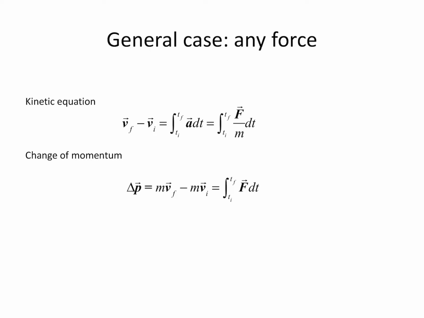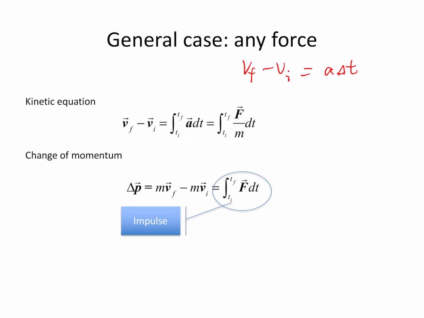Just using this kinematic equation, Vf minus Vi equals a delta t, if you do an integration, you will find out, and we call this the impulse momentum theorem. So the change of momentum equals the integration of force over time. Now, the integration of force over time, we call impulse.